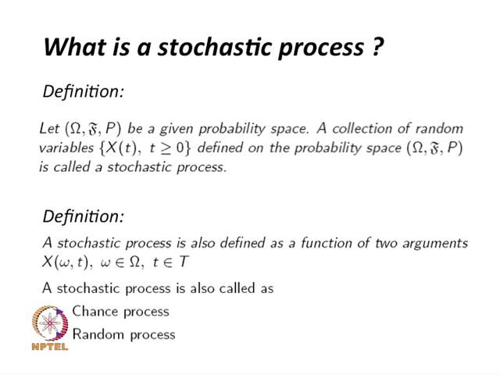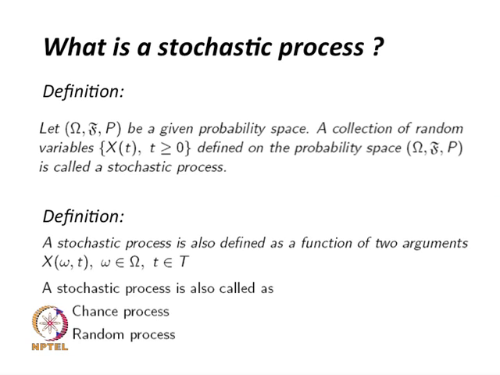The other names for the stochastic process are chance process. There are some authors who use the word chance process. There are some authors who use the notation called random process. So, the stochastic process can be called either a chance process or a random process.